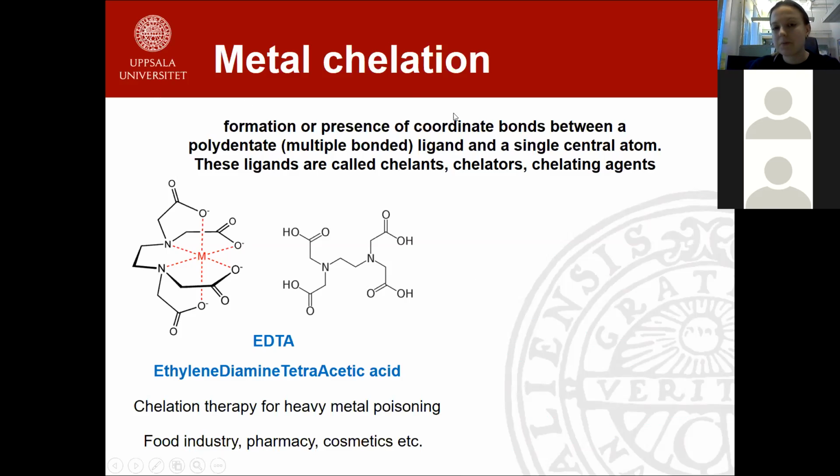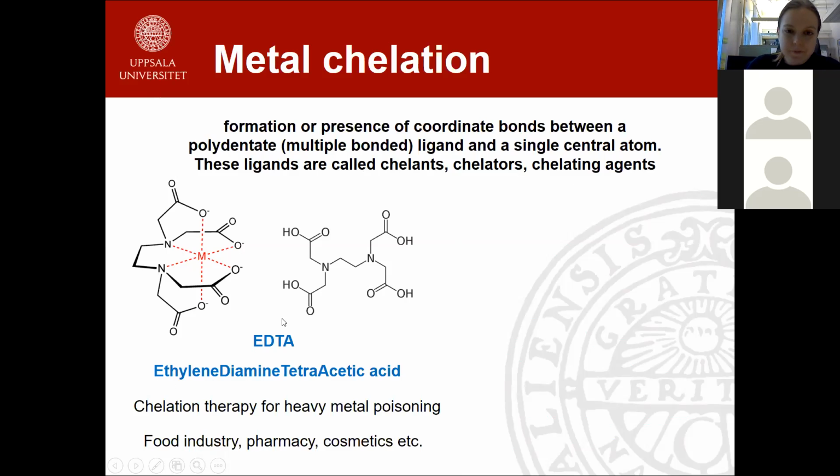Basically, metal chelation is a process of formation of coordinate bonds between a ligand. It's called a polydentate or multiple bonded ligand because it forms several bonds with the metal atom. So some other names that you will see for chelators can be called chelators, chelants, or chelating agents. It's all the same. And a very common chelator that you see on all food packaging, in most of the food products, in pharmacy, in cosmetics, is called EDTA.